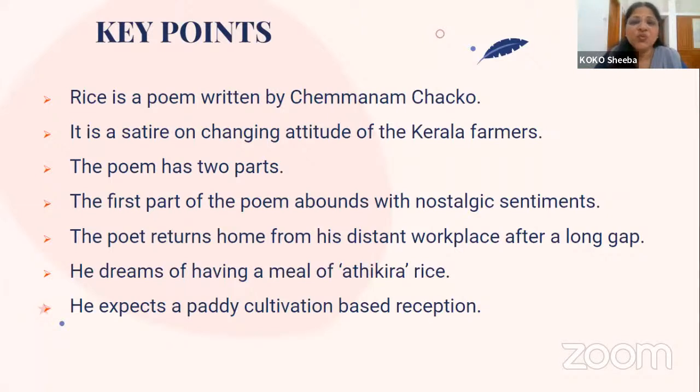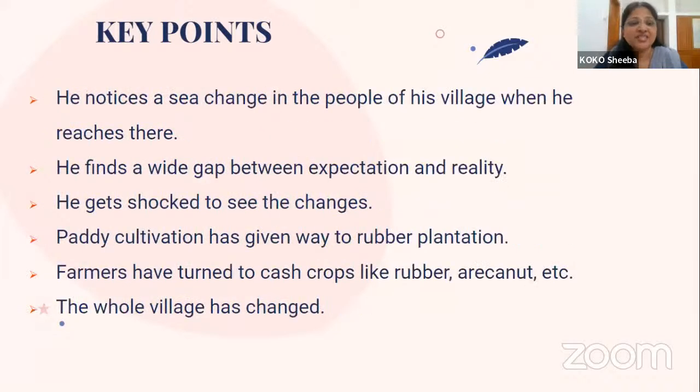Okay, now we are moving on to the second part of the poem, imagination versus reality. When we go through the second part, we understand that there is a big gap between expectation and reality, and that is the irony in the poem. The poet is shocked at the big change that took place. Paddy cultivation gave way to rubber plantation. Members of his family have become a part of the new culture.